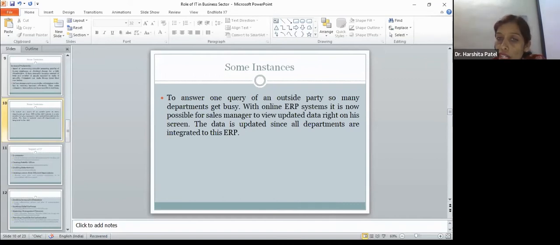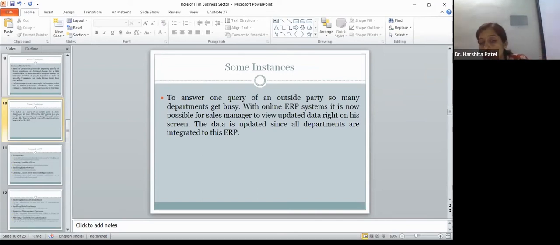To answer one query of an outside party, so many departments will get busy. If some client has asked a query about the delivered product, so many departments will be involved: the manufacturer, their project teams, their heads, their vendors for raw materials, their accountants, their HR person. To answer such a query, you need to take input from all such departments. So manually, again, it is becoming difficult.